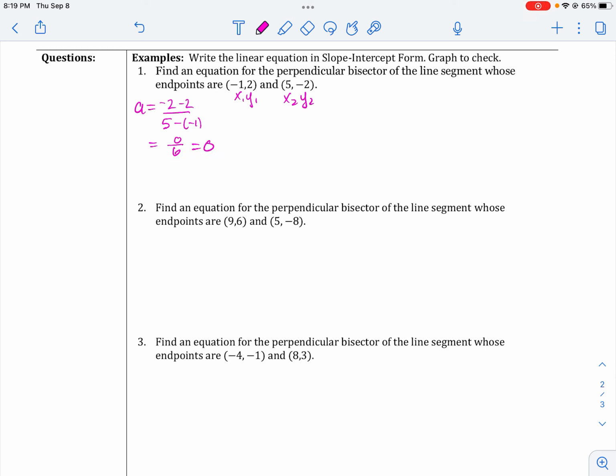That's -4 over 6, which is -2 over 3. All of these are looking for the perpendicular bisector. That means I'm always going to need the perpendicular slope. So the perpendicular slope becomes positive 3 over 2.